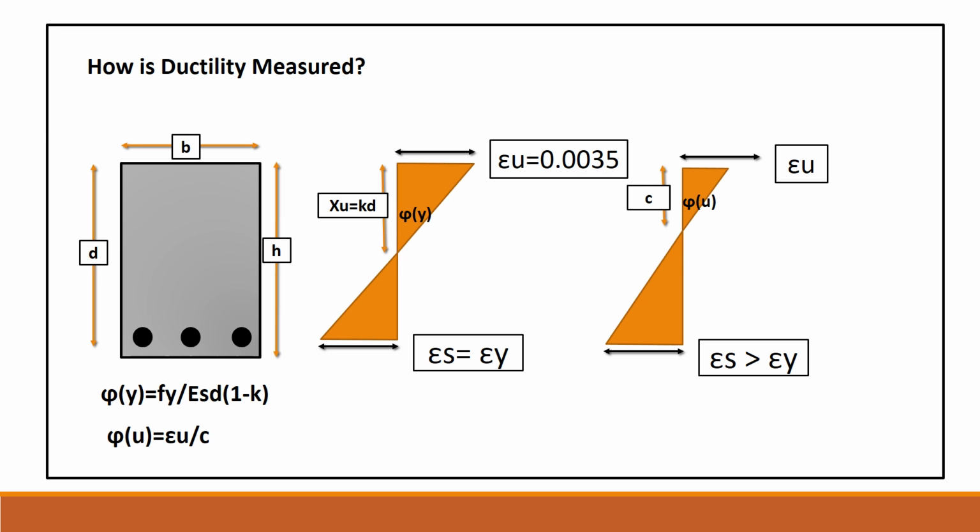Thereby, ductility would be phi u by phi y, and we can say that phi u would be equal to phi epsilon u into Es into d into (1 minus k) divided by c into fck. Now, this would be the curvature ductility. That's how we can measure the ductility of a beam.